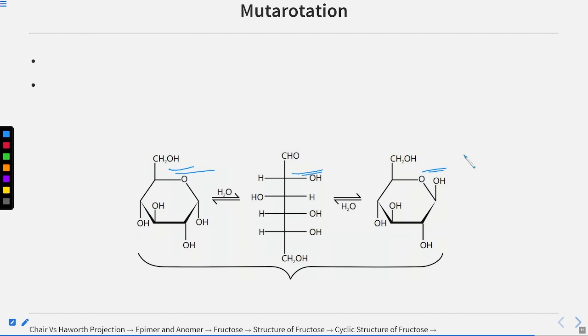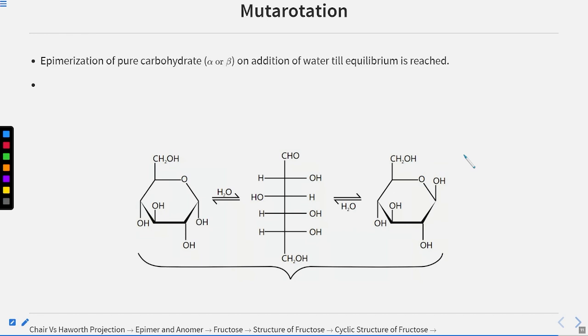This changing of the configuration of C2 carbon from alpha to beta is called mutarotation. It is basically the epimerization of a pure carbohydrate. Whether you take pure alpha or pure beta carbohydrate, they will epimerize, meaning they change the configuration of the carbon at the second position as we add water, and it happens until the equilibrium is reached. This is called mutarotation.